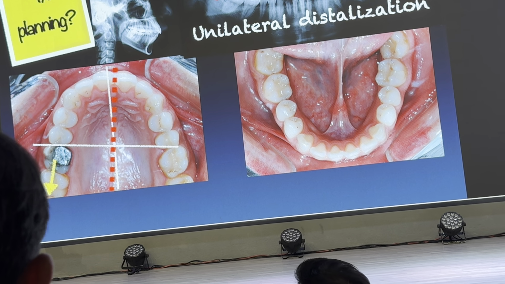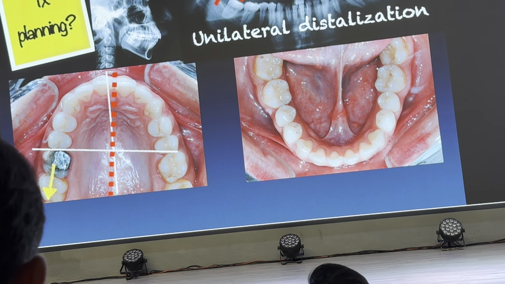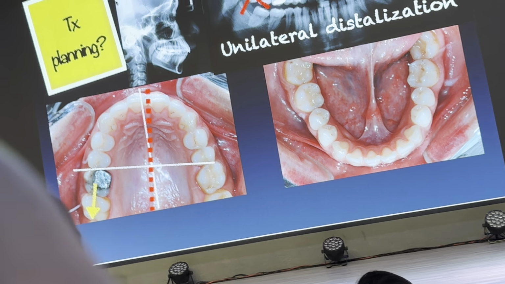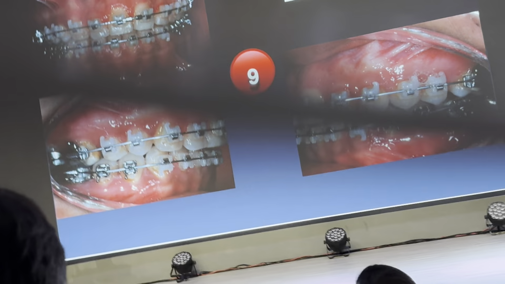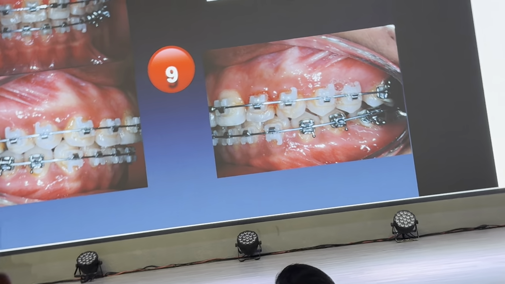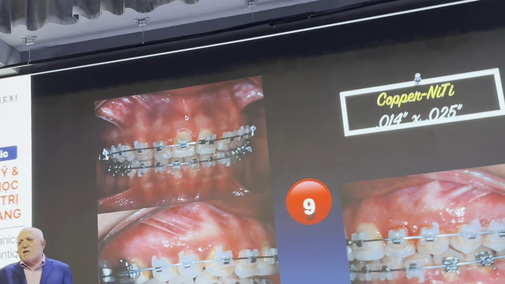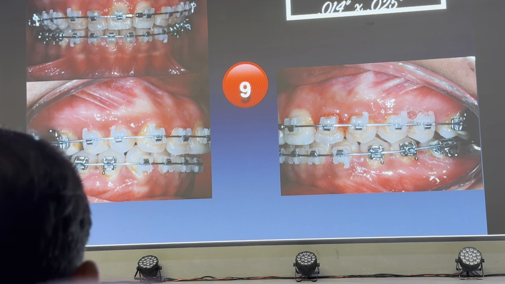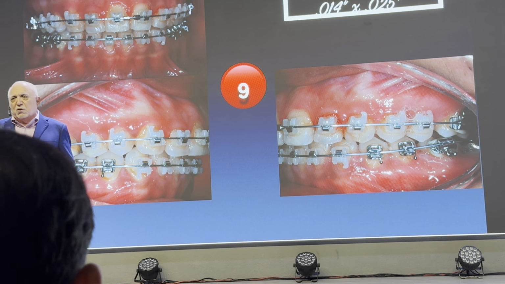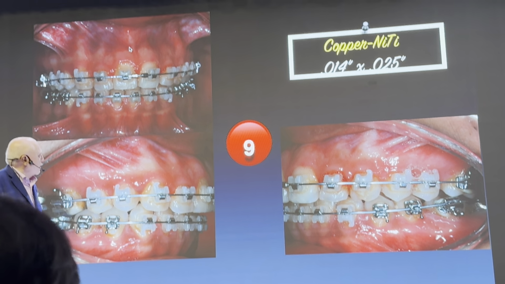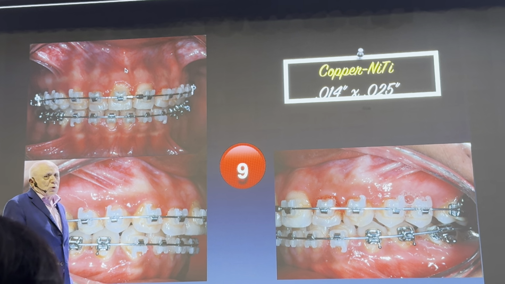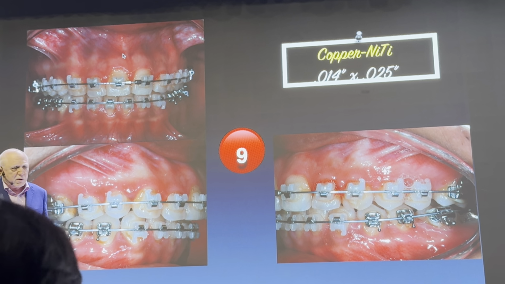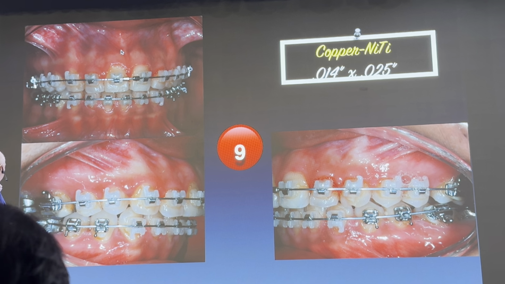So, treatment planning. We are going to do unilateral displacement in this patient. 9 means the 9th month. And the protocol we are using in this one is copper nickel titanium. We are going to start with 14/25 and sequentially we are going to go to higher numbers.